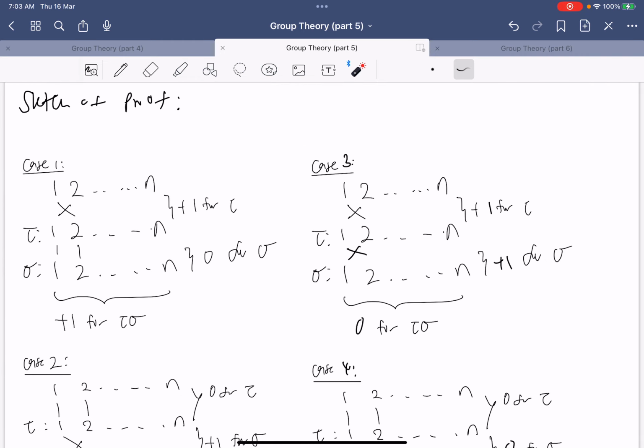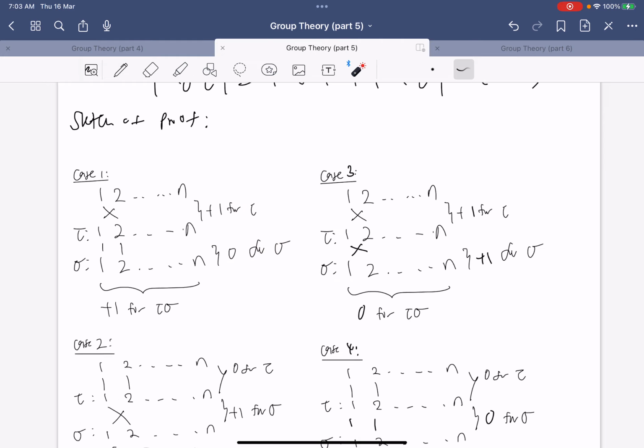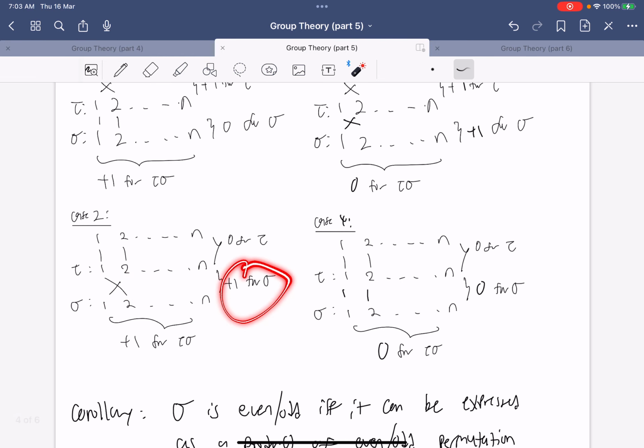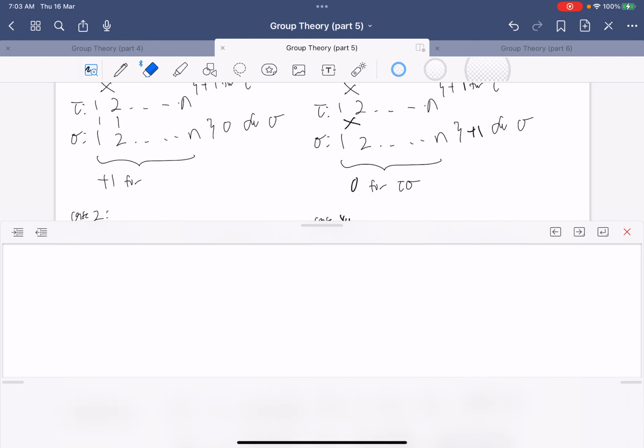And in the first case, of course, you could have an inversion for tau, but not sigma. So it crosses over here, but there's no crossing here. And this means that you add one crossing for sigma tau. And you add one crossing for tau, but none for sigma. And in case 2, now you cross in sigma. So you add one for sigma and one for sigma tau, but none for tau. Oh, this should be sigma tau, I mean.